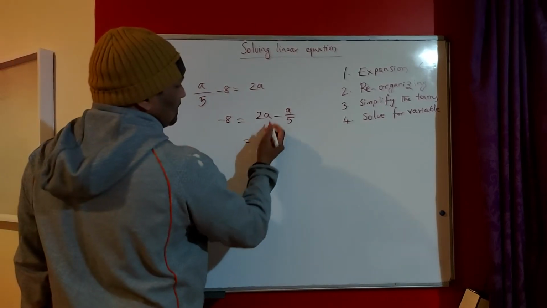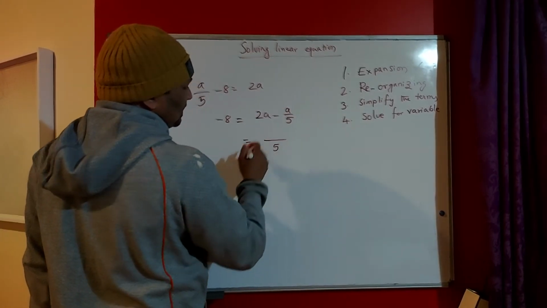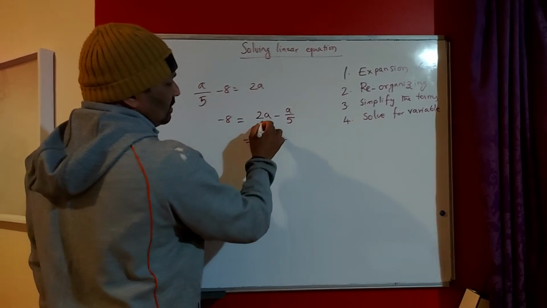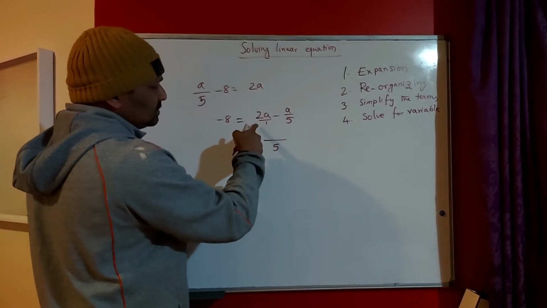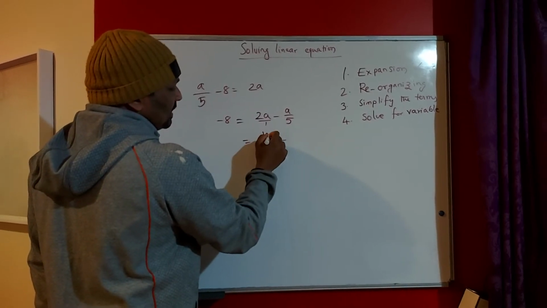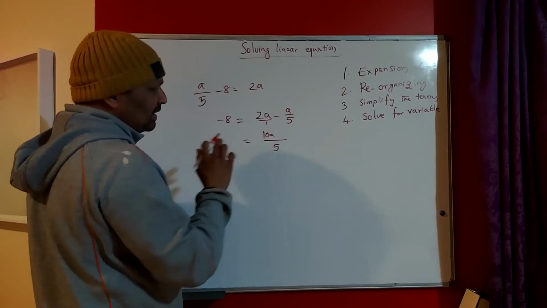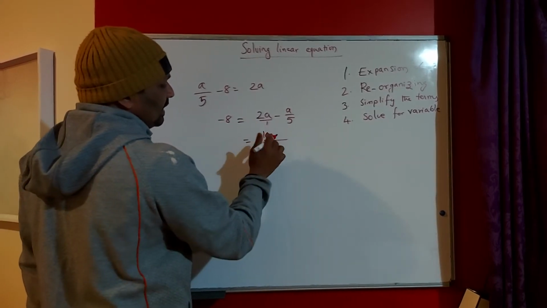Let us simplify this part. So what is the LCM here? 5 is the LCM. You can consider 2a by 1. 5 is the LCM. It goes 10a. 1 goes in 5 times. 5 into 2, 10a.